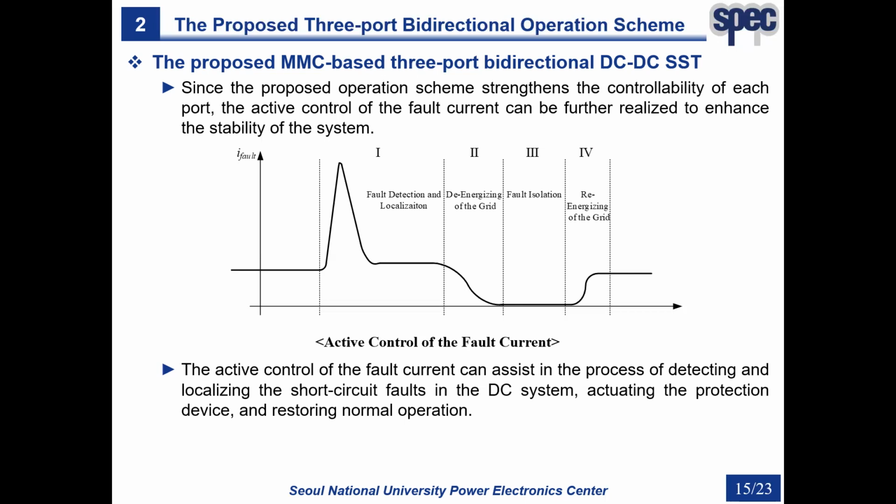At stage 2, after the fault has been localized, the SST reduces the fault current to zero to de-energize the grid. At stage 3, the mechanical disconnectors are opened at zero current to isolate the faulty section. And finally, at stage 4, the SST re-energizes the grid after the fault is cleared. The system restores normal operation and the load can be reconnected.